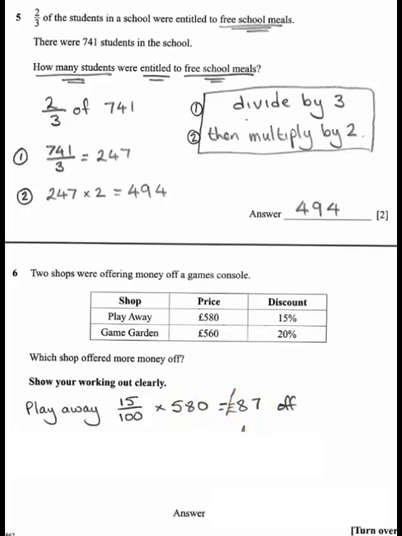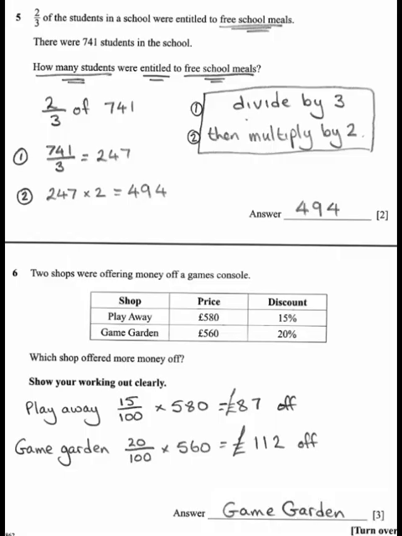Next one, we do the same with Game Garden. We do 20% of 560. And this is how you would lay it out. 20 over 100 is your 20%, multiplied by 560. And that should be 112. So that means it's going to be £112 off. The question is asking which shop offered more money off. You can see that Game Garden offered more money off that price.